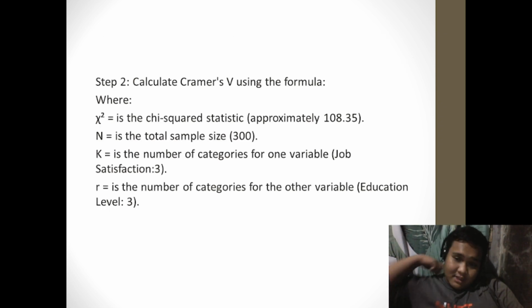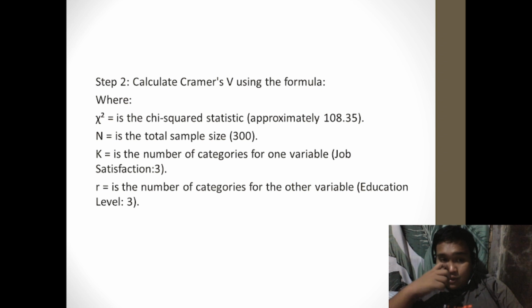Same as we did in example 1 and example 2, step 2, calculate Cramér's V using the formula. The formula you can see in the previous slide. X squared is the chi-squared statistic, which, like we saw in the previous slide, is 108.35, and n is the total sample size, which is 300. P is the number of categories for one variable, job satisfaction, 3, and R is the number of categories for the other variable, education level, also 3.